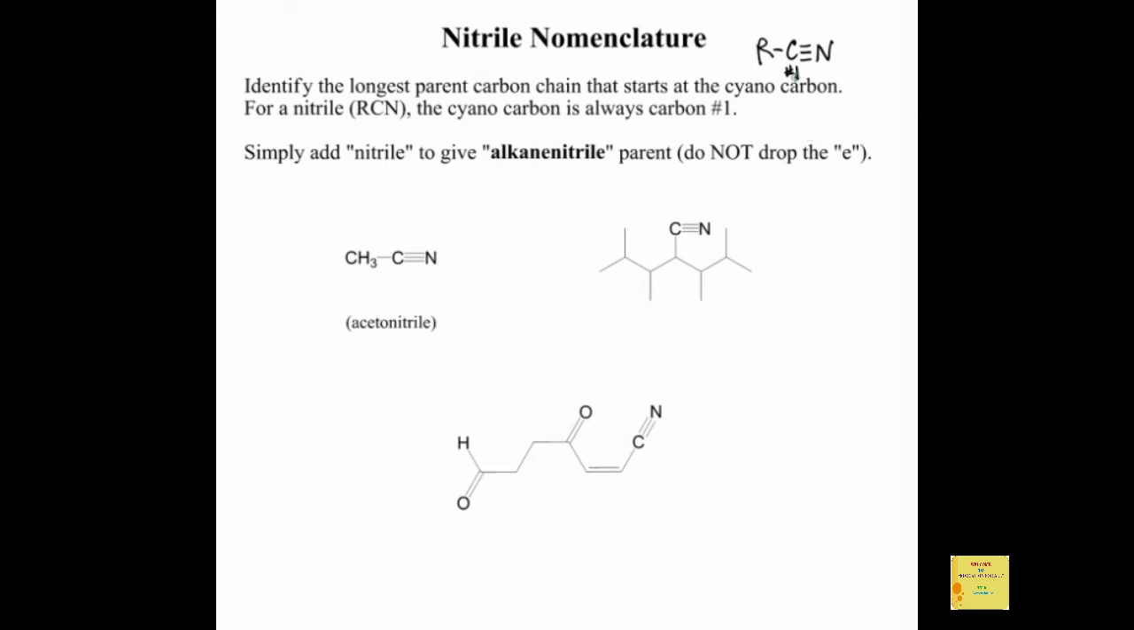Okay, so we're going to find our longest carbon chain, and then we're not even going to drop the E of our alkane name. We're just going to add the word nitrile. So that must be the simplest suffix to remember, because you don't even have to drop the E. You just stick the word nitrile on the end, and that magically turns your carbon chain into a nitrile instead.